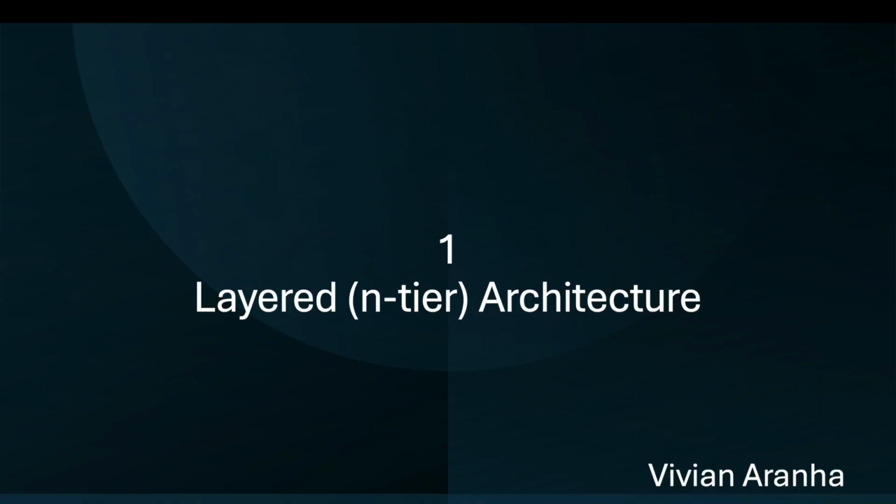The layered architecture, which is one of the most common software architecture patterns, structures applications into separate layers, each having a specific responsibility. This separation of concerns ensures that each layer is independent and interacts only through defined interfaces. Typically, this architecture includes 3 or more layers. Let's look into details of this.